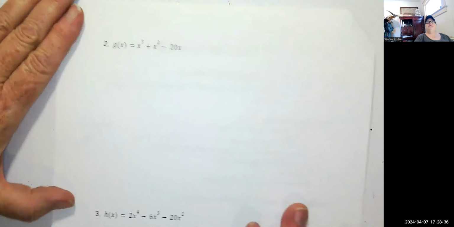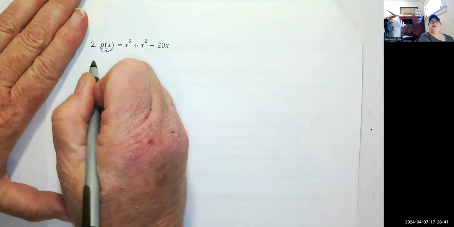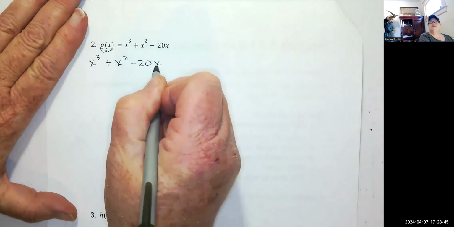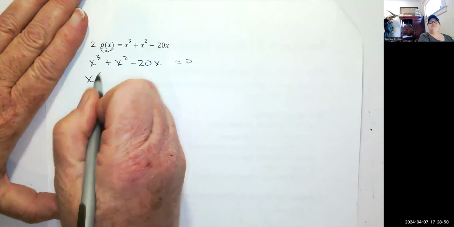Let's look at the next one. First thing I would have to do is put this equal to 0. So I'm going to rewrite it over here. X cubed plus x squared minus 20x equal to 0. They all have x in common, so I'm going to factor that out.